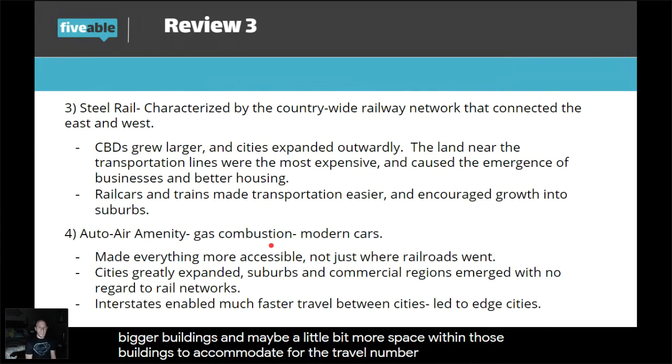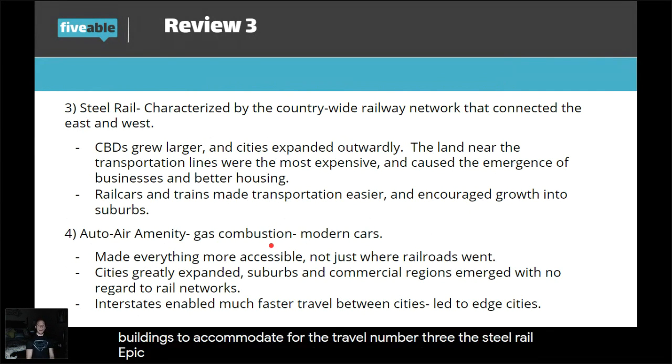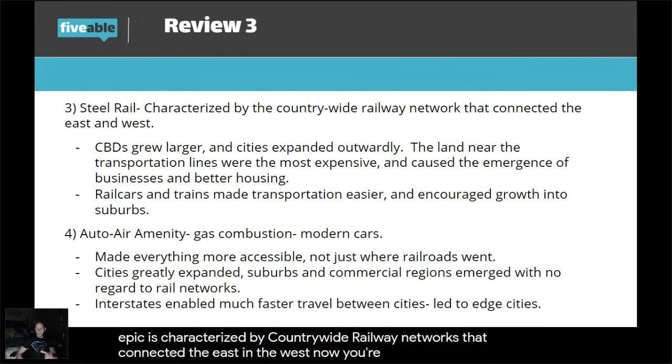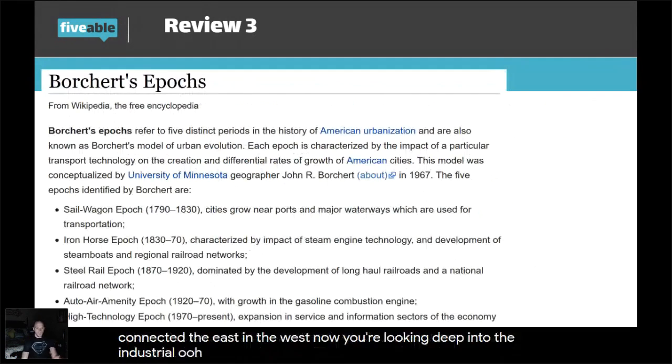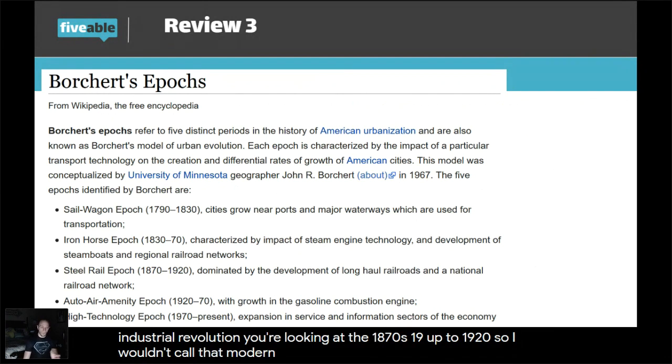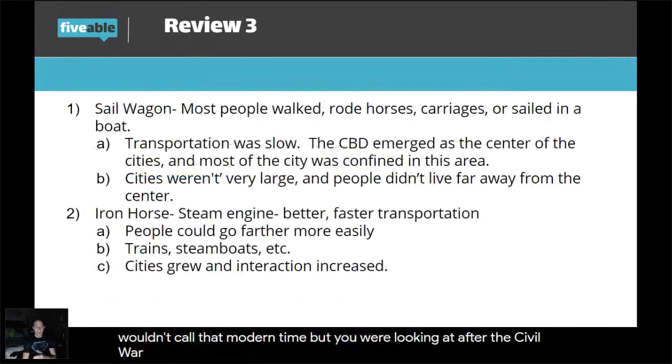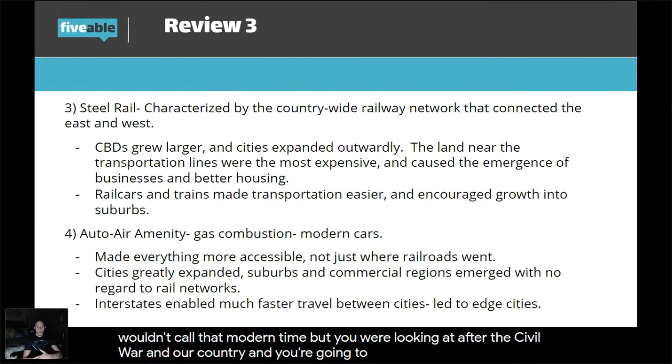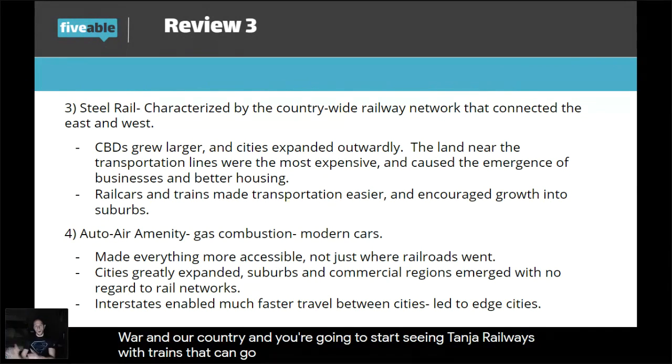Number 3, the steel rail epoch is characterized by countrywide railway networks that connected the East and the West. Now you're looking deep into the Industrial Revolution. You're looking at the 1870s up to 1920s. So I wouldn't call that modern time, but we're looking at after the Civil War in our country. And you're going to start seeing tons of railways with trains that can go a really far distance, more than just between a couple of cities.